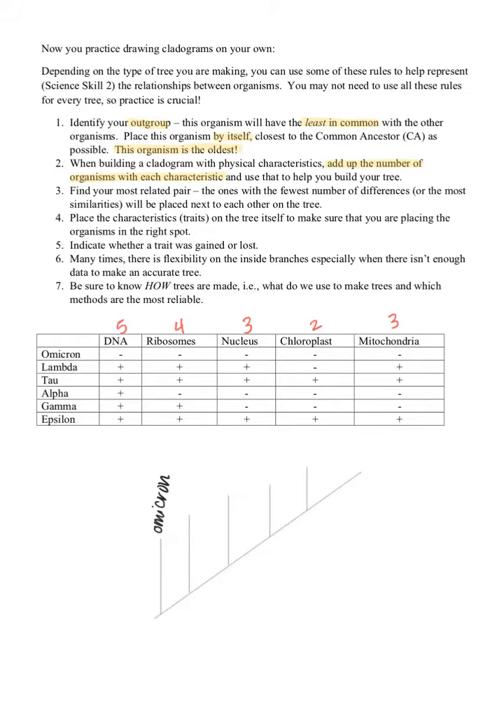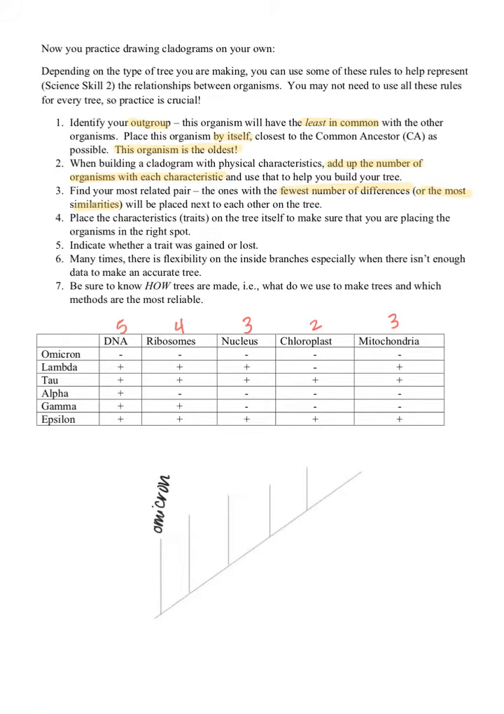The next step is to find your most related pair. These are the ones that have the fewest number of differences or the most similarities. These two are going to be placed next to each other on the tree, at the tiniest branch where it's most closely related. So take a second and figure out which two species are most closely related and put them on the tree.